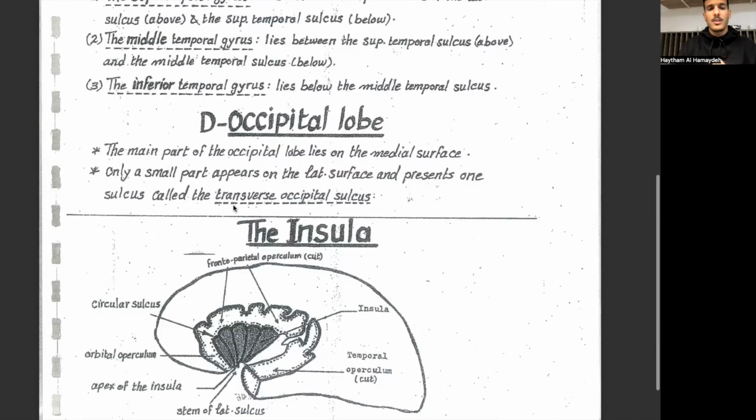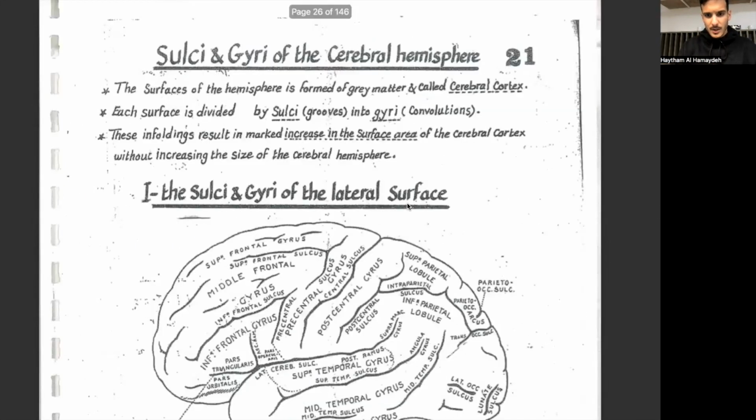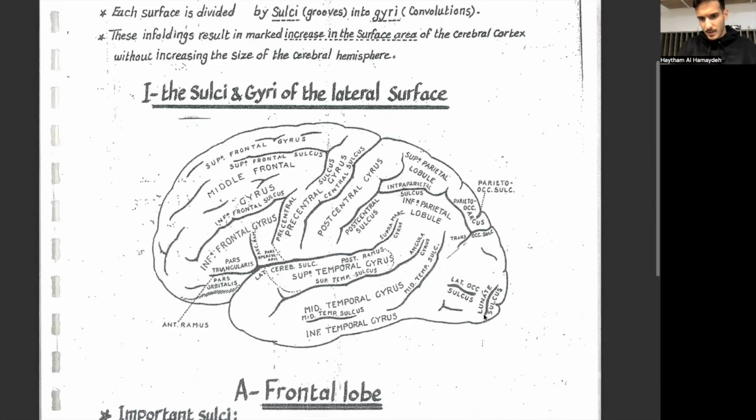And then finally, not finally, but the final main lobe is the occipital lobe. The main part of the occipital lobe lies on the medial surface. Only a small part appears on the lateral surface and presents one sulcus called the transverse occipital sulcus. Right here, the transverse occipital sulcus, which is this one. Sorry, this part right here, the transverse occipital sulcus.